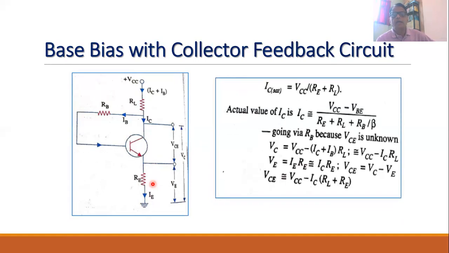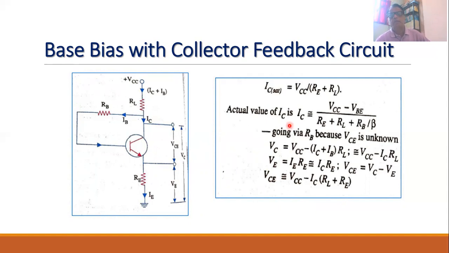Now, when we analyze this circuit, we can easily find out the highest value of the collector current, IC saturation, and this will be VCC divided by RE plus RL. So when the transistor is in saturation, then VC is equal to 0, and therefore the highest value of the collector current will be VCC divided by RE plus RL or RC.